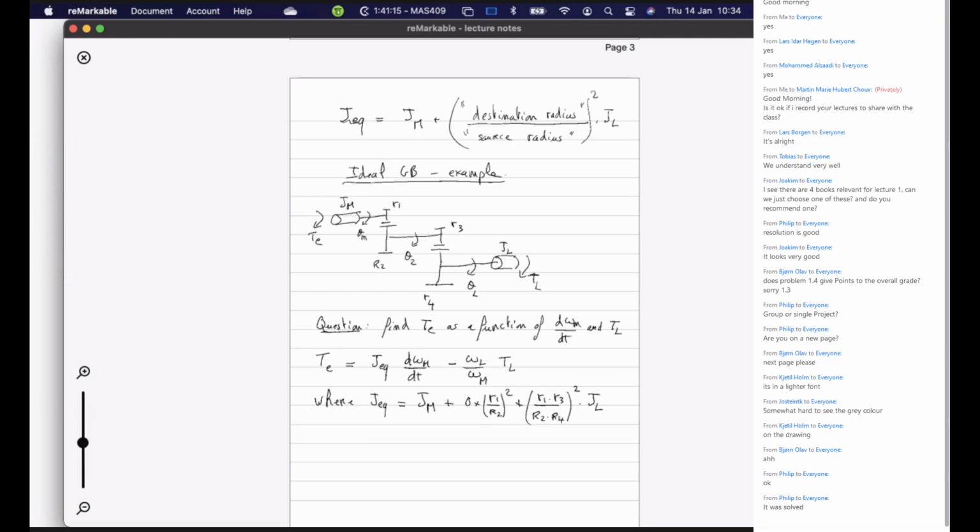So we see that omega M is turning in the opposite way as theta 2 because of the gear, and then theta L is in the opposite way as theta 2, which means that theta L is turning in the same direction as theta M, so omega L divided by omega M is positive. So we have minus omega L divided by omega M. That's equal to minus R1 R3 divided by R2 R4.